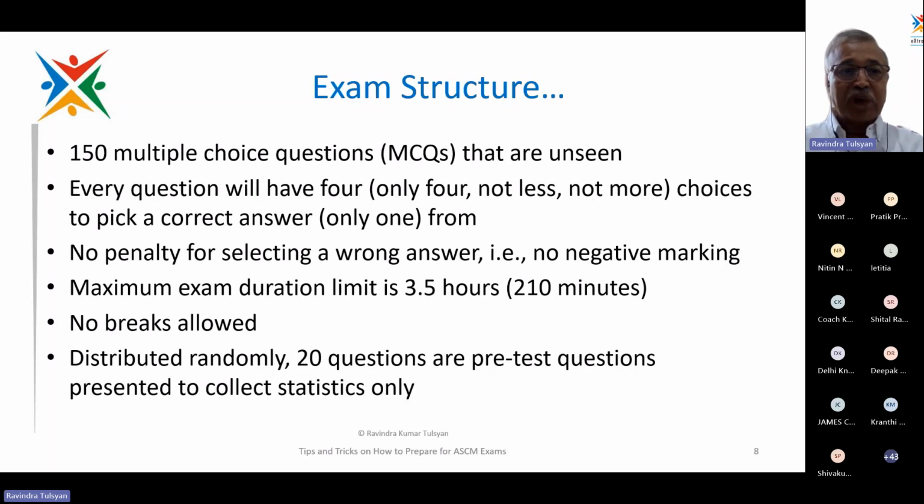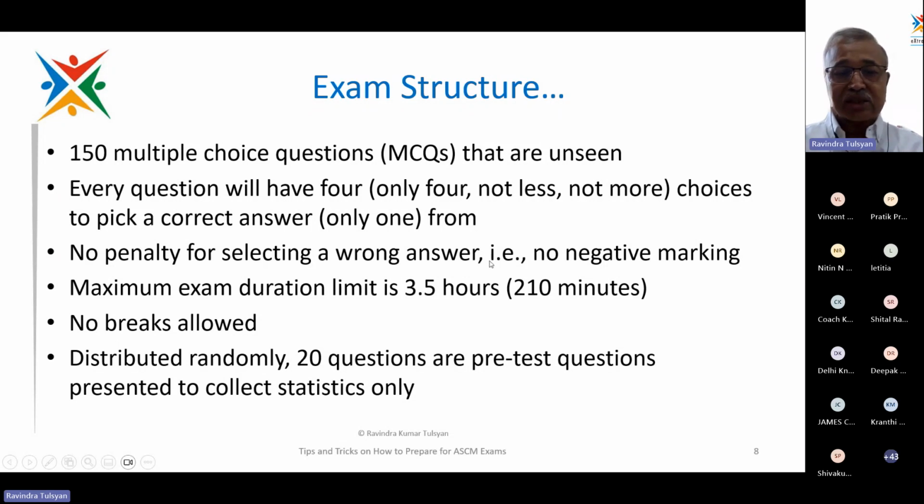In the exam, you have 150 multiple choice questions, MCQs. All the questions are unseen by you, so you may be seeing these questions for the first time. Every question has four and only four choices, not three, not five, to pick the correct answer from. You can pick only one answer. You cannot pick two or more.